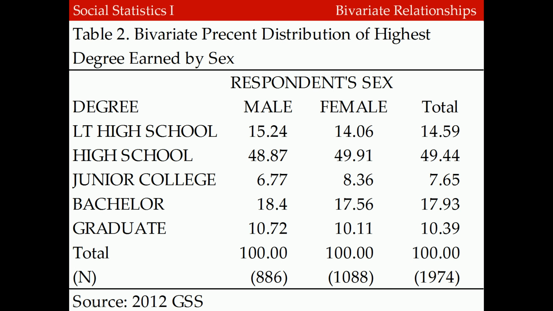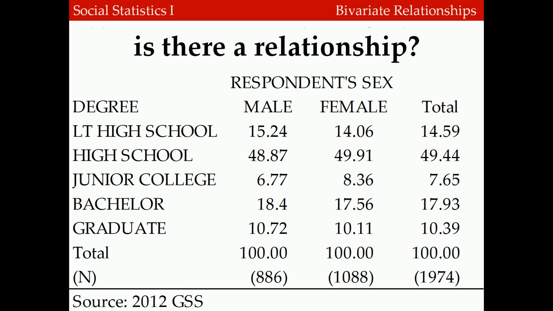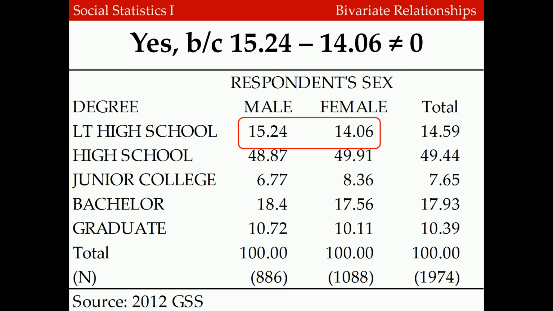So let's return again to our percent distribution of the relationship between highest degree earned and sex. Is there a relationship here? How do we know? Well, we could look at any given category, and we could ask whether there's any kind of a percent difference between males and females falling into that category. Here we see that again, 15.24% of men have less than a high school degree, only 14.06% of women have less than a high school degree. If we subtract that difference, 15.24 minus 14.06, we notice that the difference isn't 0, and that implies that there's some kind of relationship between this variable. Now, this is only a rough sense of whether there's a relationship, and ideally we'd want to look at every category to see if there's differences.